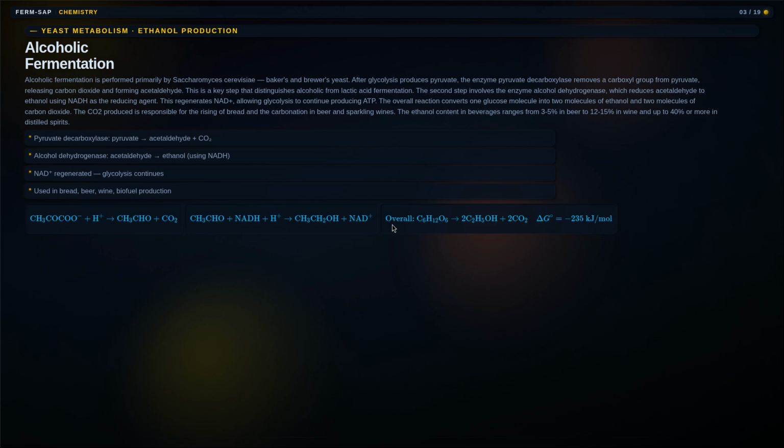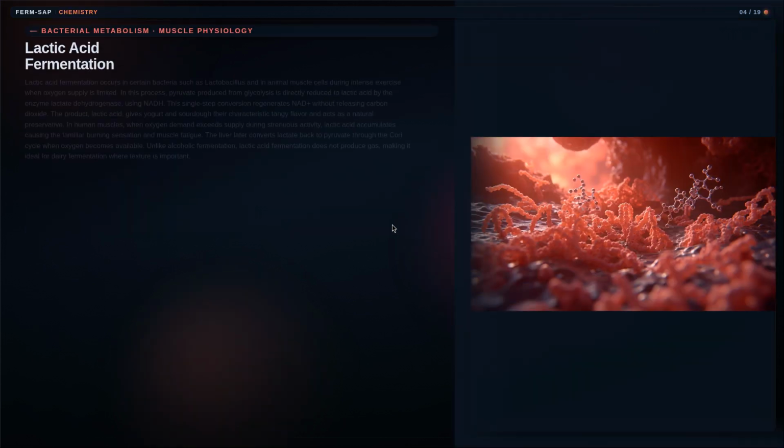The overall reaction converts one glucose molecule into two molecules of ethanol and two molecules of carbon dioxide. The CO2 produced is responsible for the rising of bread and the carbonation in beer and sparkling wines.